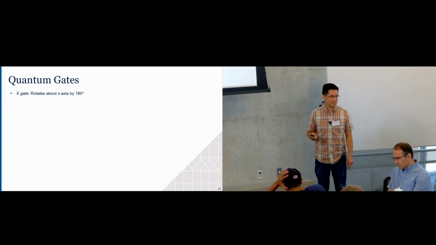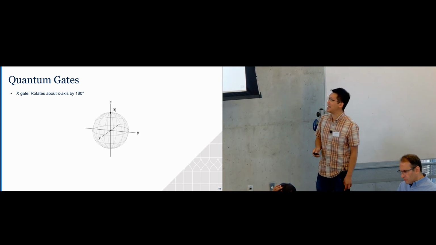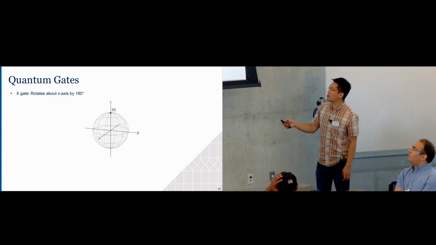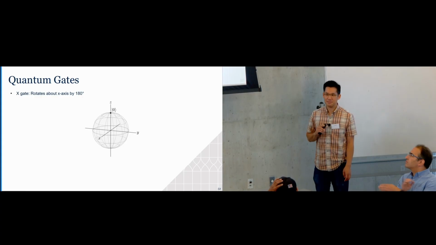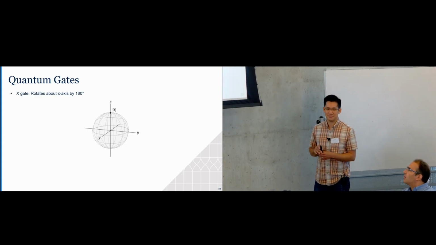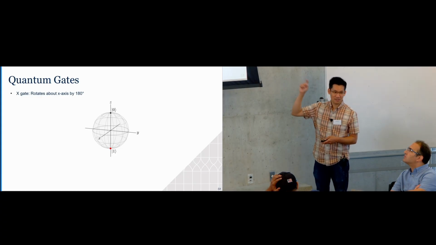Okay, quantum gates. So we already saw quantum gates are rotations. The x gate is a rotation by 180 degrees. So if you start off at 0 and you rotate around the x-axis by 180, where do you end up? Yeah, at the south pole, at 1 down there. And similarly, 1 goes to 0.